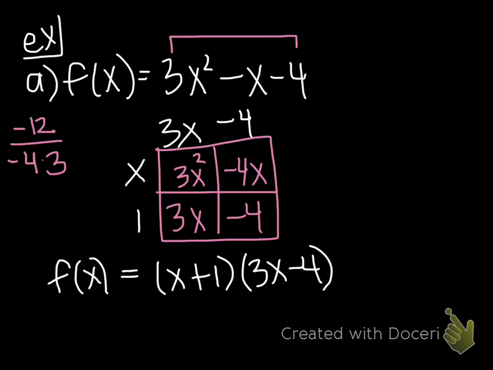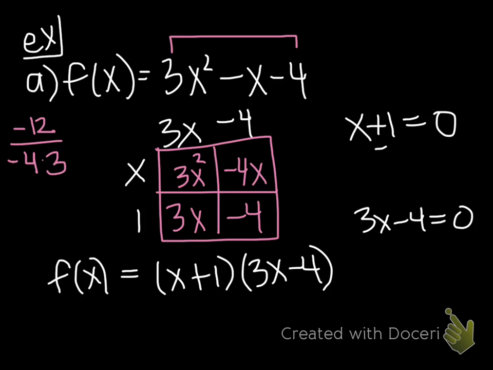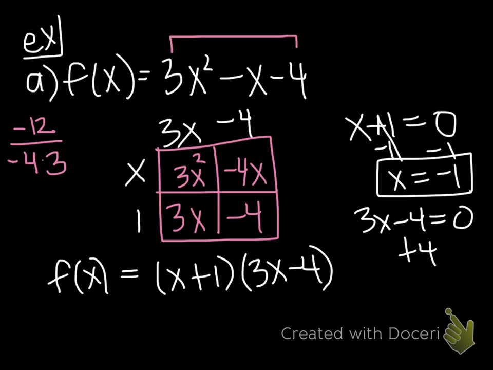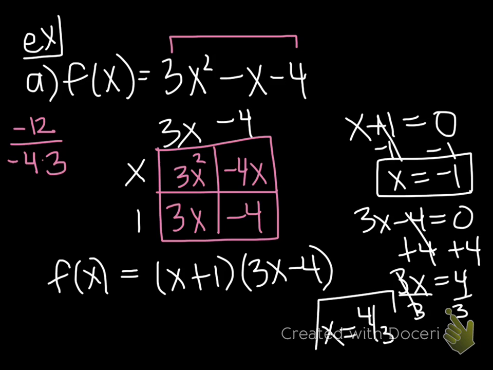But because there's an equal sign, this implies we need to go one step further. The directions say find the zeros. So what we're going to do is take both of these binomials that we got and set them equal to 0. So for this one, I'm going to subtract 1. So one of the answers I get is negative 1. For the other one, I'm going to add 4 over. And now I need to divide both sides by 3. And the second answer I get is 4 over 3.